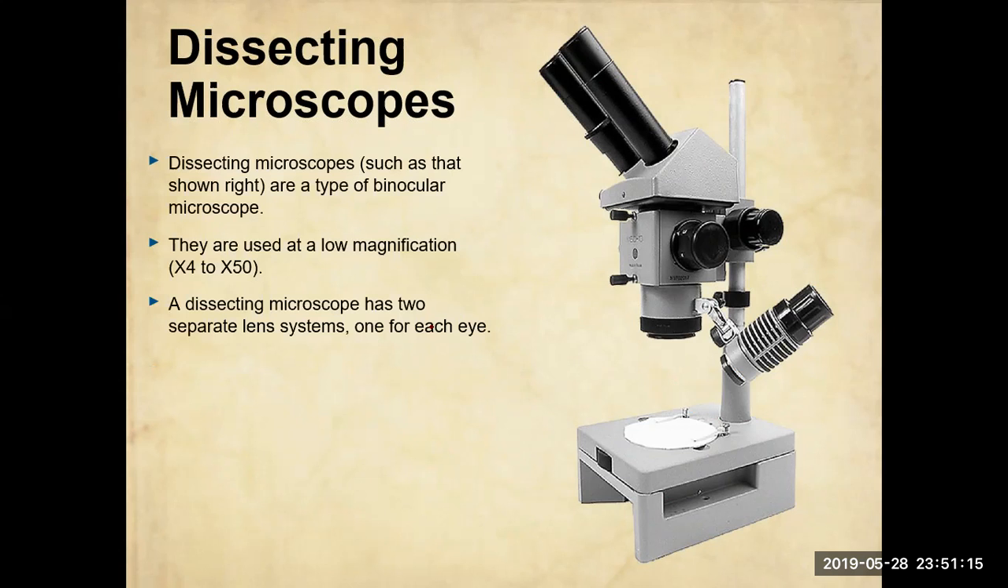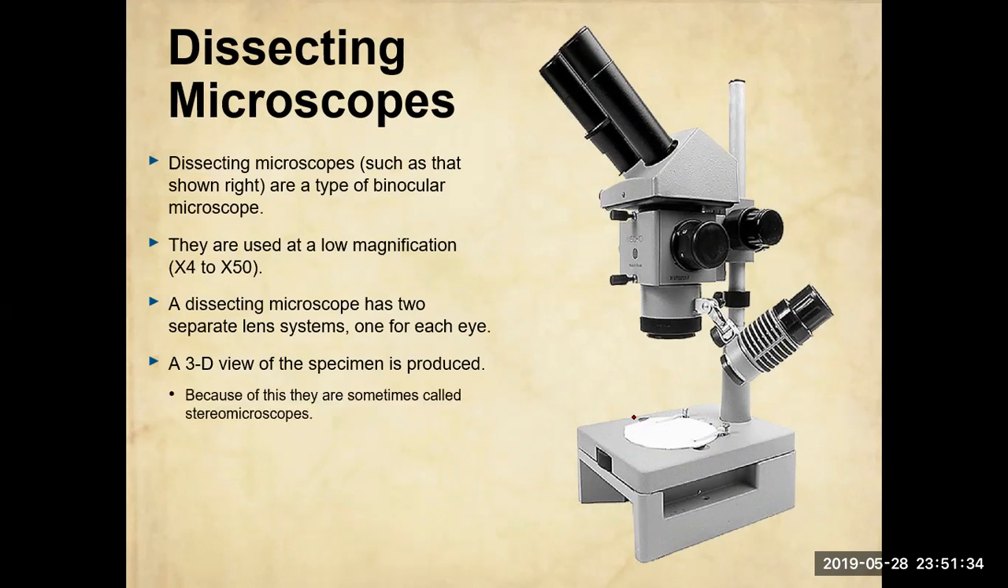A dissecting microscope has two separate lens systems, one for each eye, and a 3D view of the specimen is produced. So if you use both eyes, then you can see the specimen very clearly. Because of this, they are sometimes called stereo microscopes.